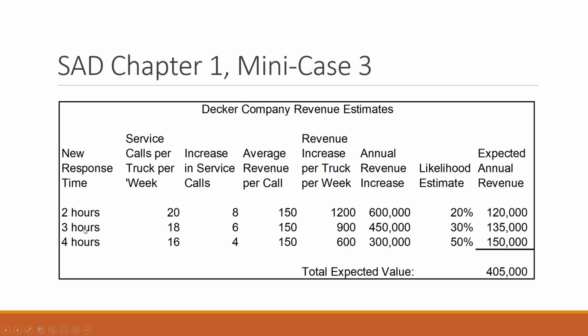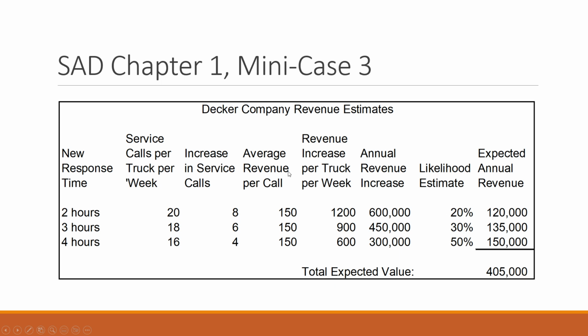If, on the other hand, we only reduce it to 3 hours instead of 2, that logic says, well, we'll have a revenue increase of $450,000. And if we only get it down to 4 hours, then we have $300,000 extended revenue. They also give you, so it's, where do these estimates come from? That's where the real hard work comes, crunching the numbers.